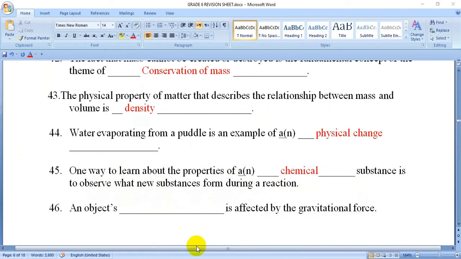Question 46. An object's weight is affected by the gravitational force. Which physical property depends on the gravitational force? This is, yes, the answer is weight.